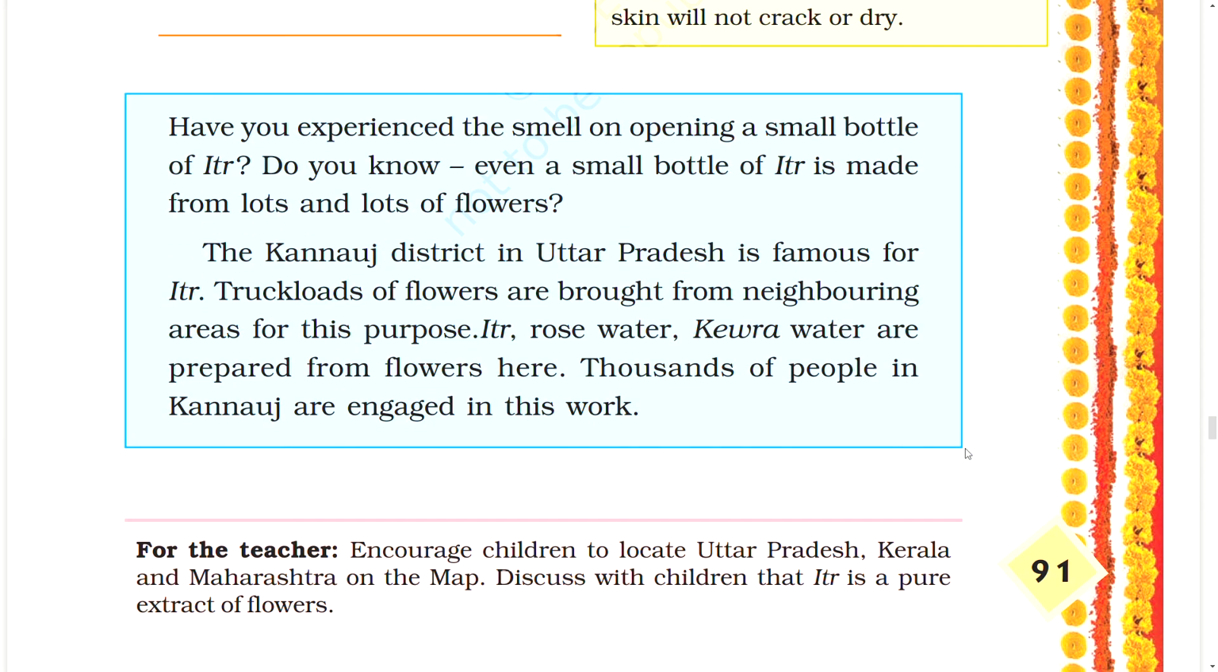Have you experienced the smell on opening a small bottle of attar? Do you know even a small bottle of attar is made from lots and lots of flowers? The Kannauj district in Uttar Pradesh is famous for attar. Truckloads of flowers are brought from neighboring areas for this purpose. Attar, rose water, and kewra water are prepared from flowers here. Thousands of people in Kannauj are engaged in this work.